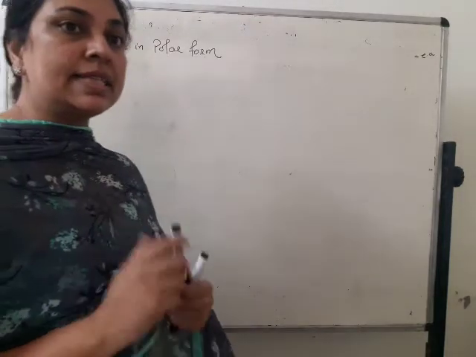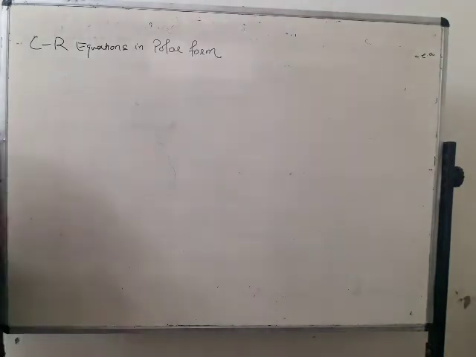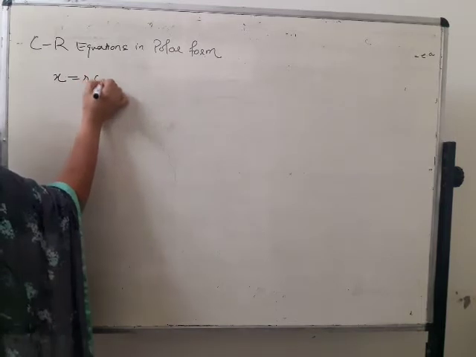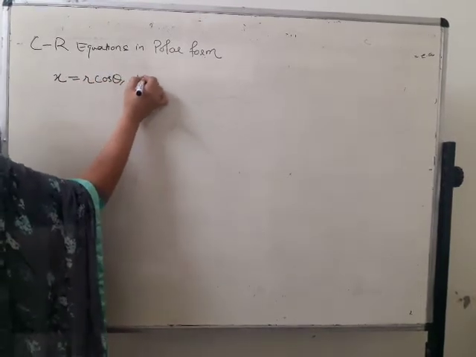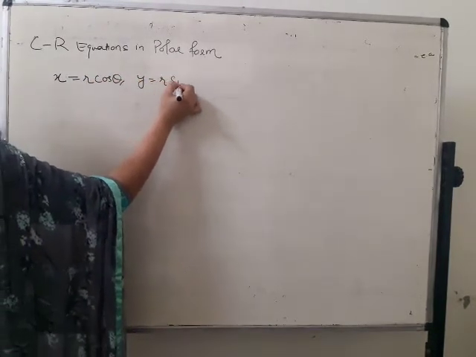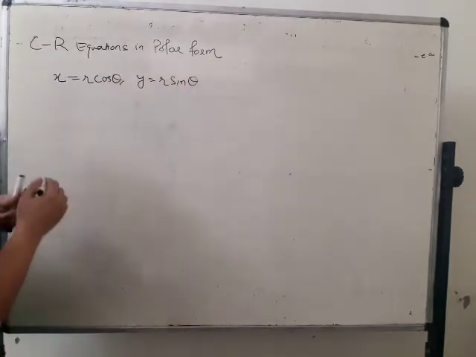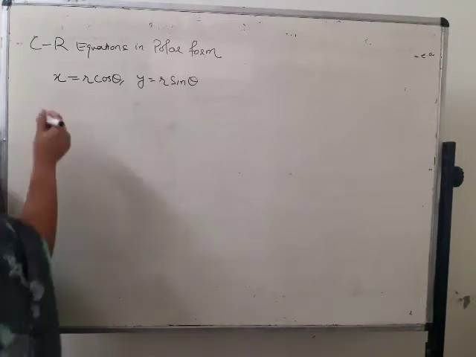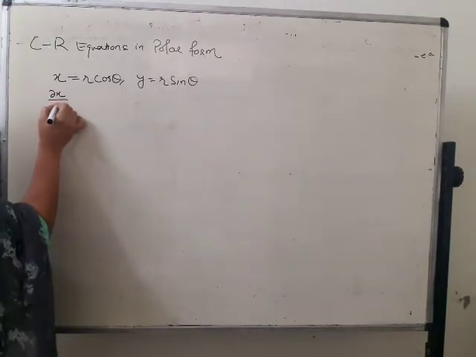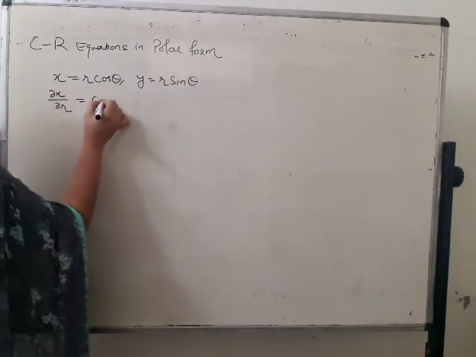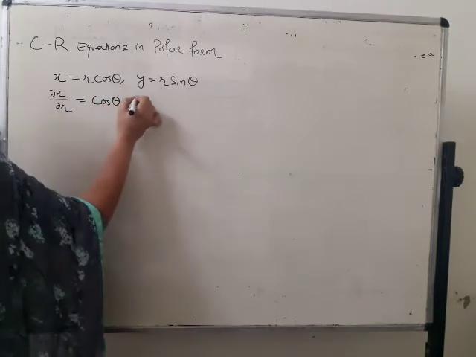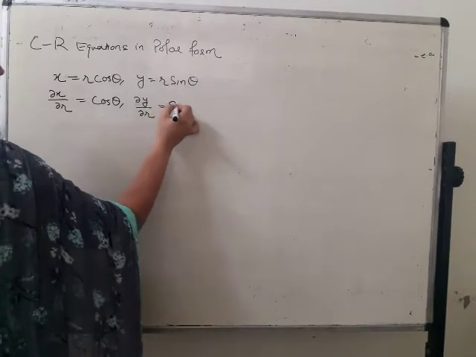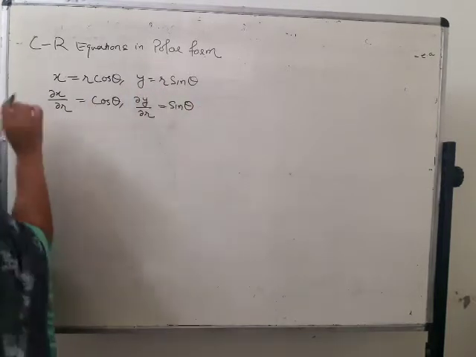Today we will discuss CR equations in polar form. For this, we have x is equal to r cos theta, y is equal to r sin theta. From these two relations, we find the derivative of x with respect to r as cos theta, derivative of y with respect to r as sin theta.